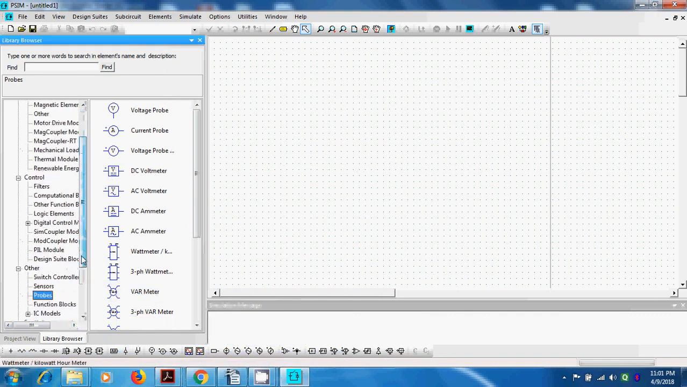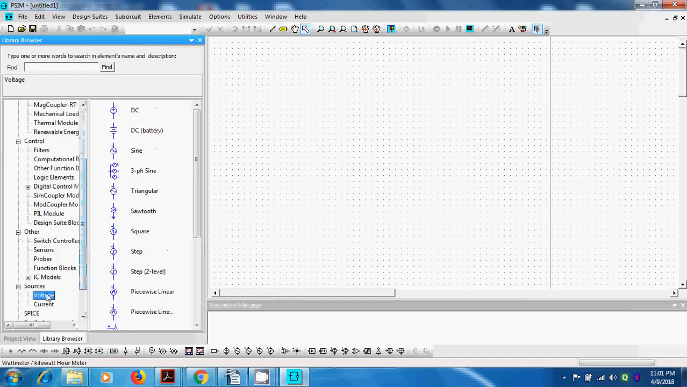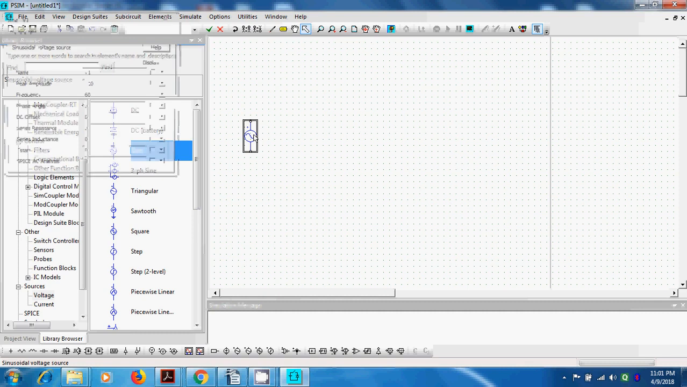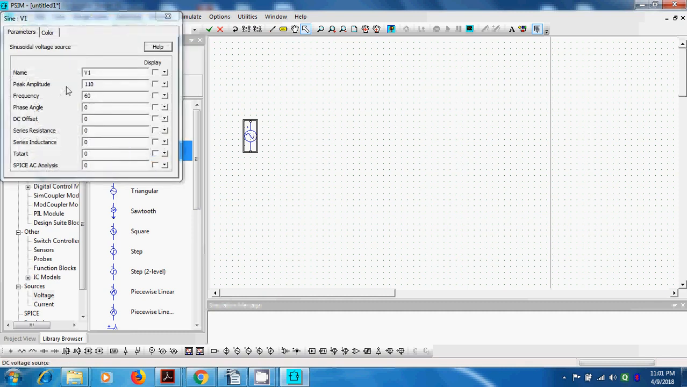We definitely require a voltage source. So we'll go to the sources, that is voltage, and we require a sinusoidal waveform. You just click and drag here. So this is the sinusoidal waveform, and press escape. Then we'll double click it and we get these specifications. For example, peak amplitude. Here we are not mentioning any RMS value, so this is peak amplitude. So let us say it is 230 volt peak amplitude, 50 hertz.